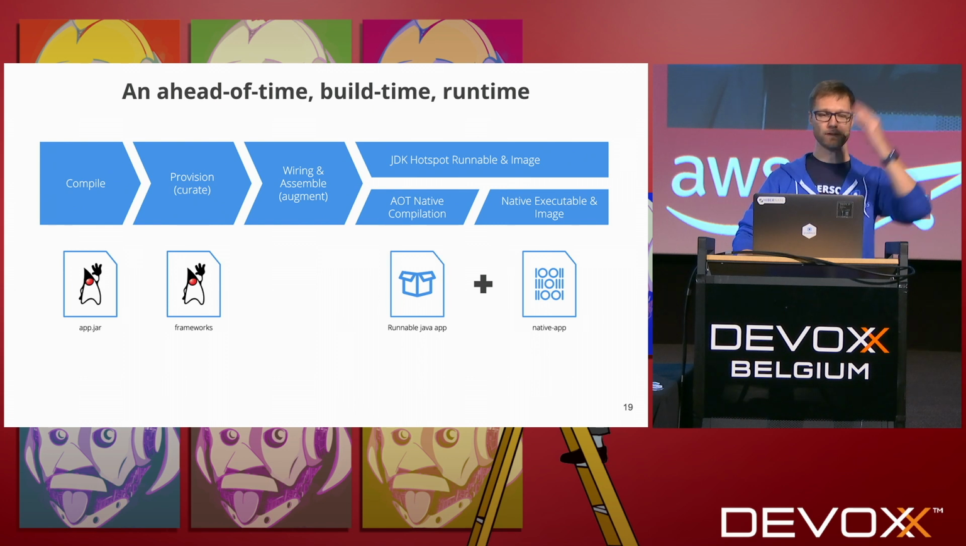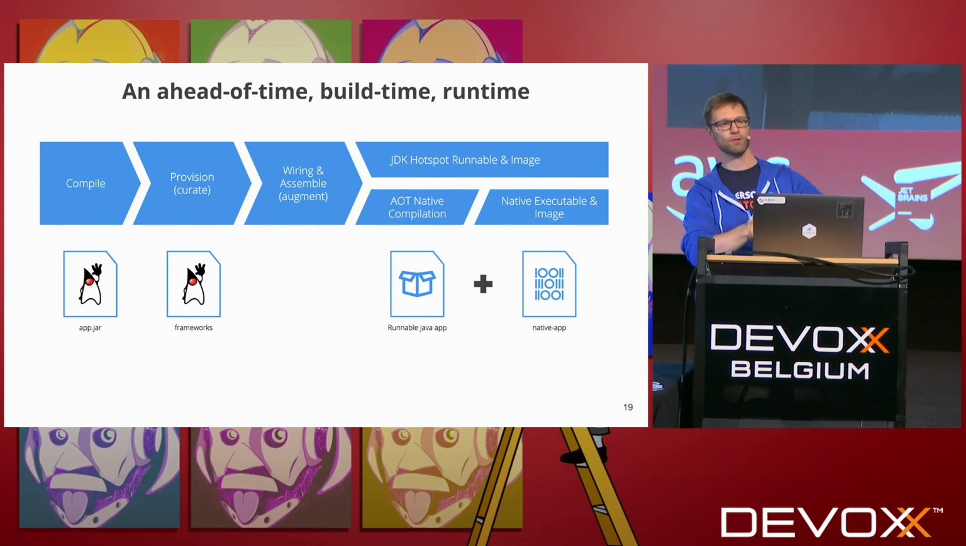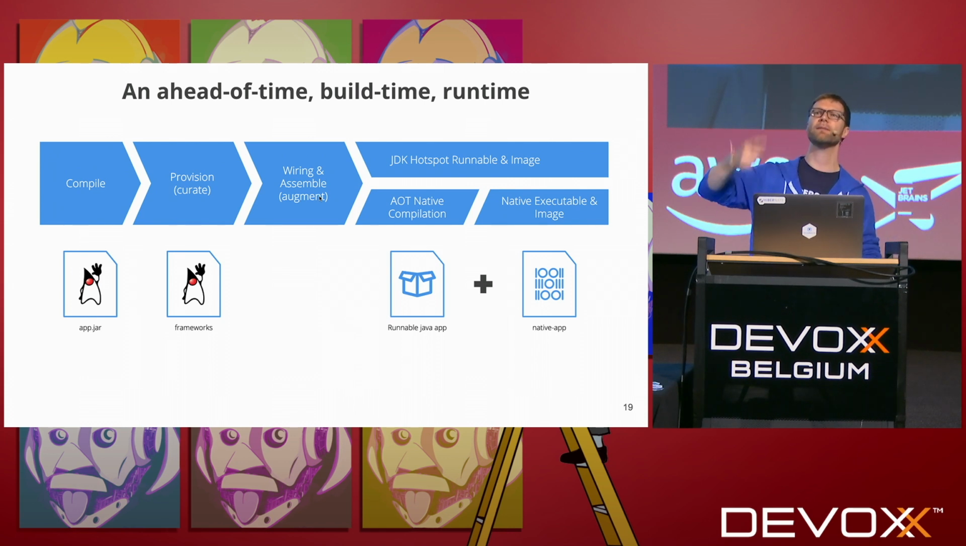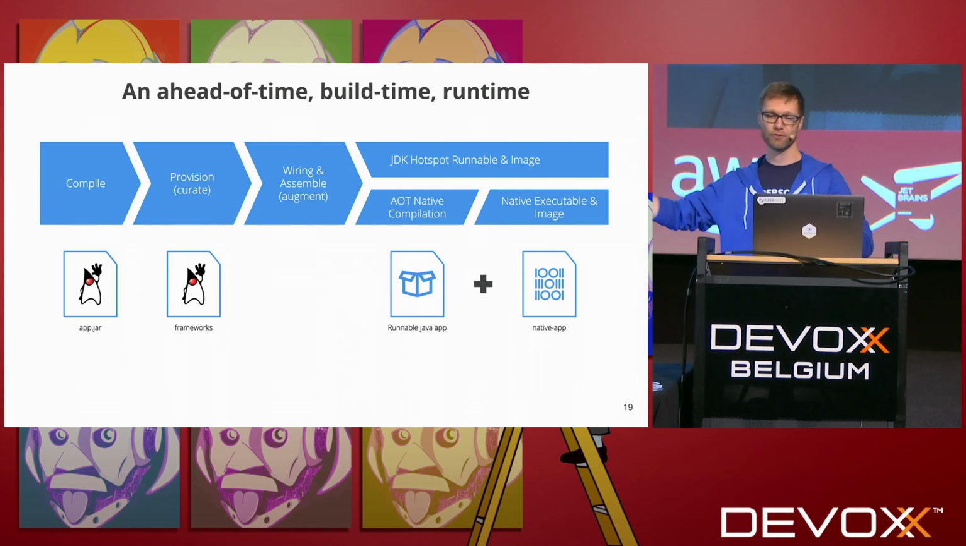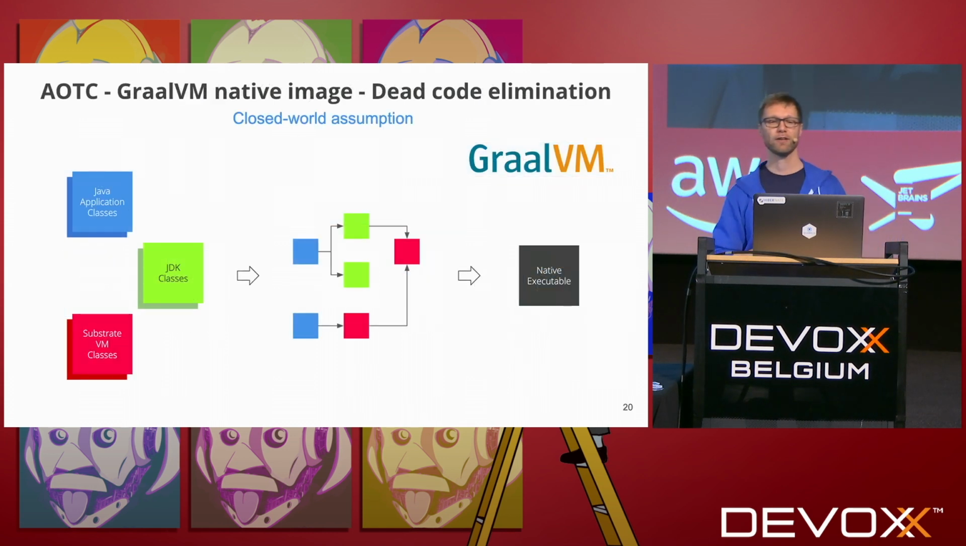So what does Quarkus do? You do compilation, then we fetch the framework, and that phase, which we call the augmentation phase, is that gathering of XML and annotations and all of that. And then you've got the choice. You run in JDK mode, or you go for the native image compilation for the extra kick. And that's what GraalVM native image is providing.